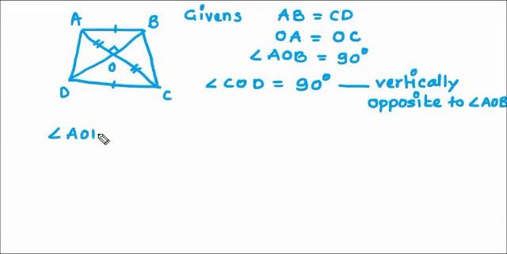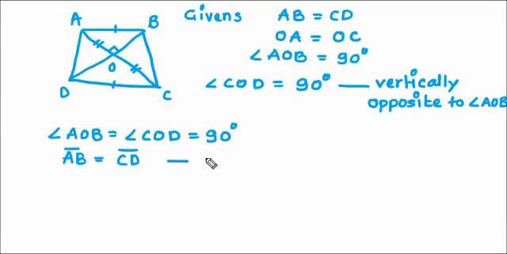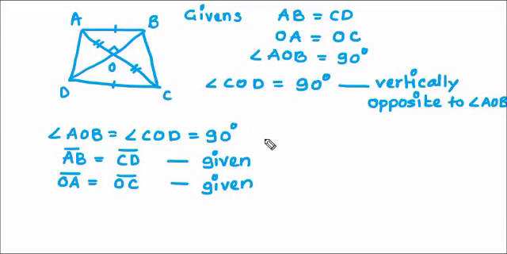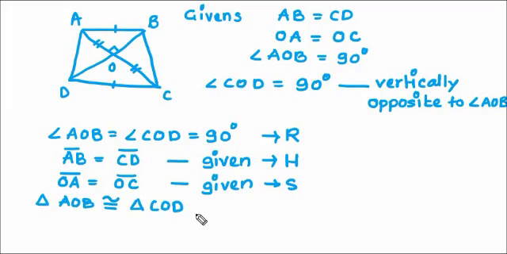So AB is equal to CD because that's given. It is also given. Now if we see here, this is a right angle, this is hypotenuse, and this is side. In this triangle, this is right angle, this is hypotenuse and a side. So triangle AOB is congruent with triangle COD using RHS congruency.